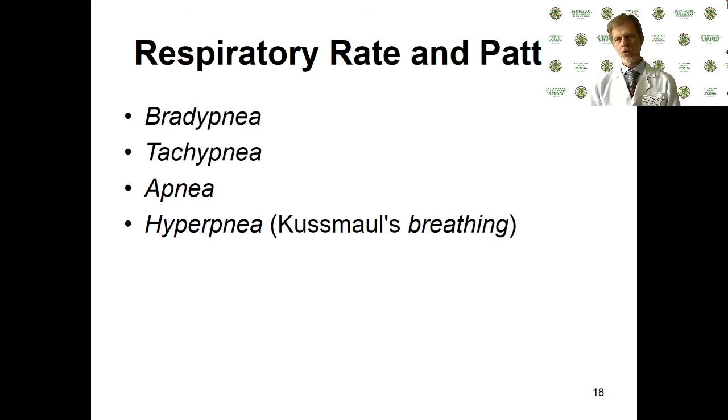Hyperpnea, or Kussmaul's breathing, is a specific type of breathing. We typically find it, for example, in diabetes mellitus, in ketoacidotic coma. The acidosis that happens in such patients forces the respiratory center to breathe faster and deeper to remove carbon dioxide, and as a result, the patient breathes deep and fast. Deep, fast breathing is known as Kussmaul's breathing, hyperpnea.